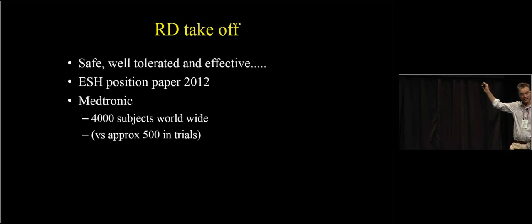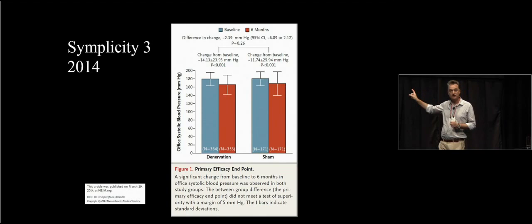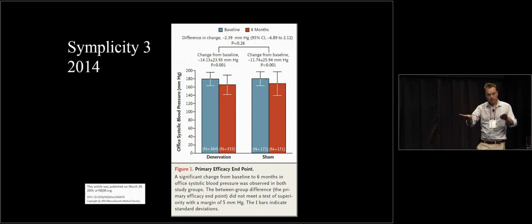However, they started beefing up some of the numbers, and importantly for this Simplicity 3 trial, they had a placebo group, so they had a sham operation group. So half of the patients underwent renal denervation. The other half went down to the cath lab, had their femoral artery cannulated. Everyone stood around for half an hour and didn't do anything. And then they went back to the ward. But at least it was a good placebo-controlled trial.